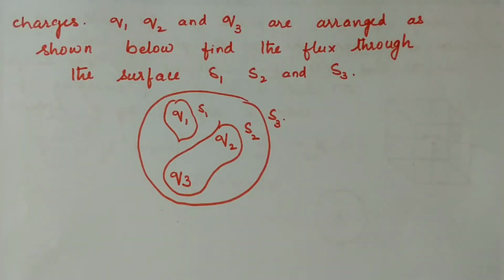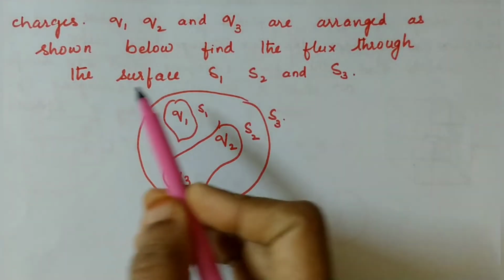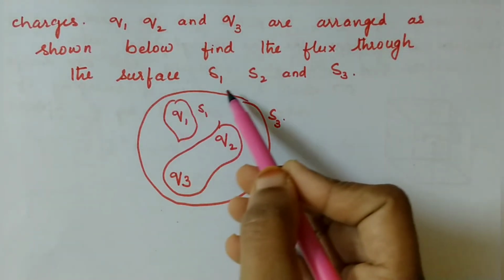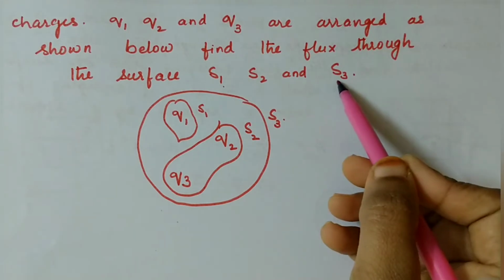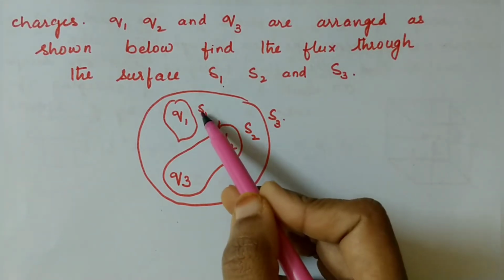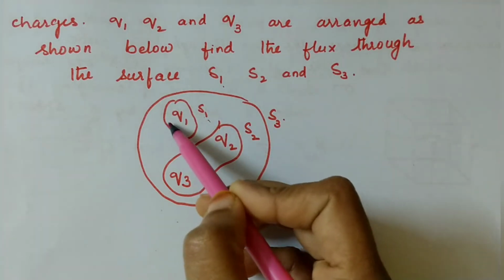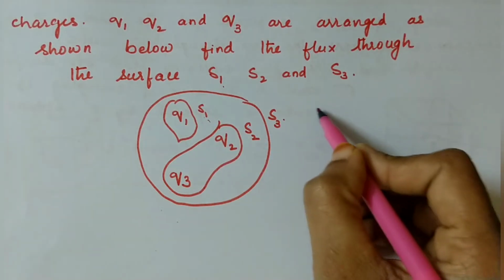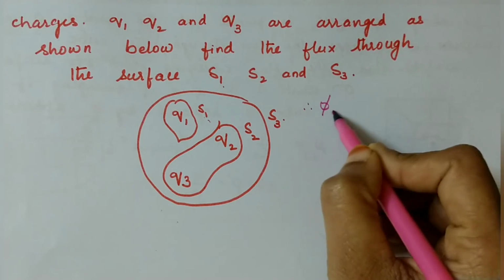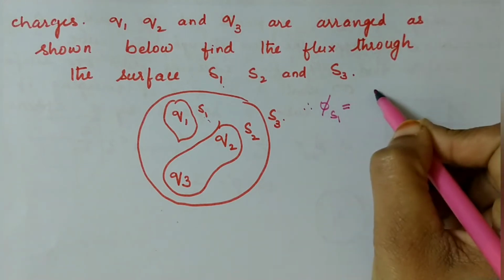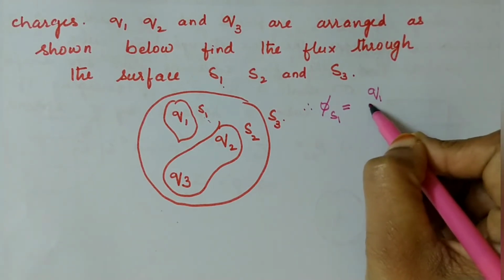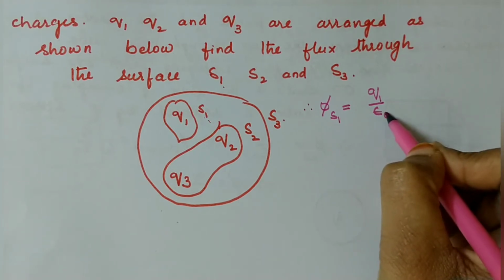So there are 3 point charges Q1, Q2 and Q3 as shown in the figure, and you need to find the flux through the surfaces S1, S2 and S3. Look at the first surface S1. S1 is enclosing a charge Q1. So the flux through S1 would be the charge enclosed, Q1, divided by epsilon naught.